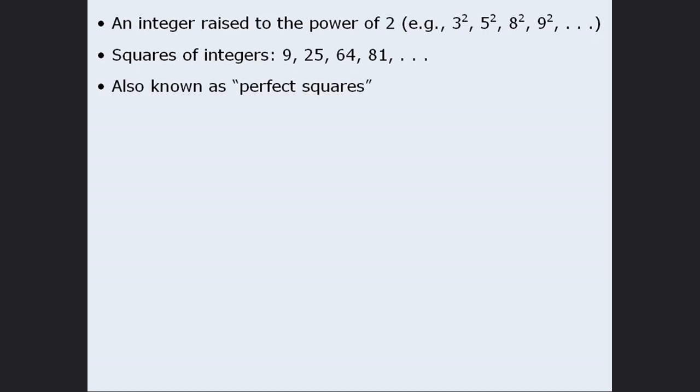Let's take a closer look at some squares of integers. We'll begin with 36. Now 36 is a perfect square since it is equal to 6 squared, which we can rewrite as 6 times 6. From here, let's take one 6 and rewrite it as 2 times 3, and we'll take the other 6 and rewrite it as 2 times 3. We have now written 36 as the product of prime numbers.